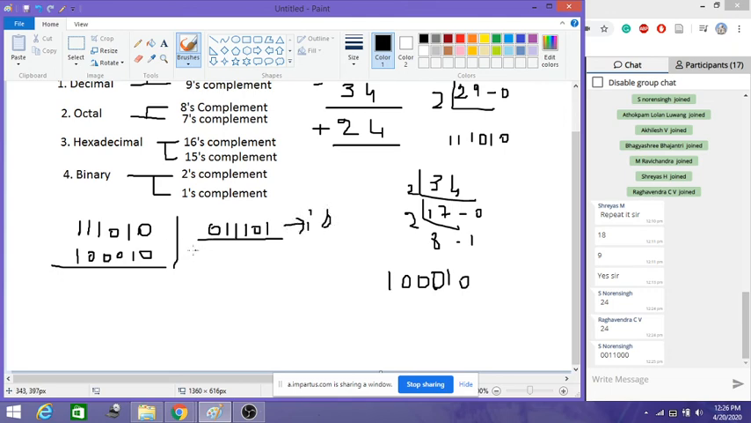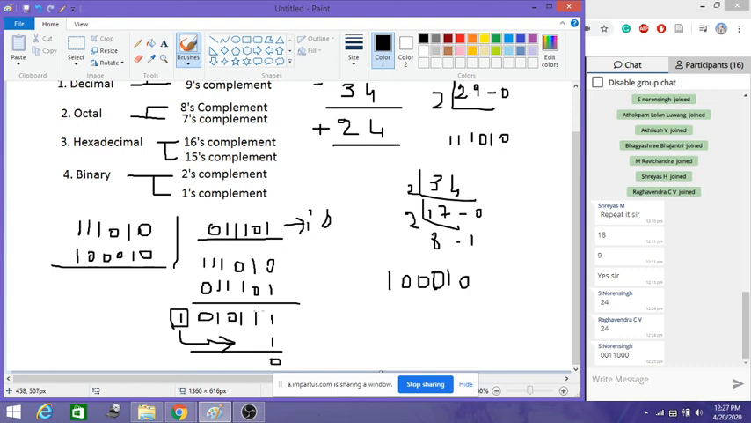Now this I have to add with the minuend. The minuend is 1 1 1 0 1 0. So let us add this 0 1 1 1 0 1. Then I'll get the answer as 1 1 1 0 1, with a carry. As we all know, whenever we get a carry, we have to add it to the rightmost bit. So let us add this. The final answer is 0 0 0 1 1 0.